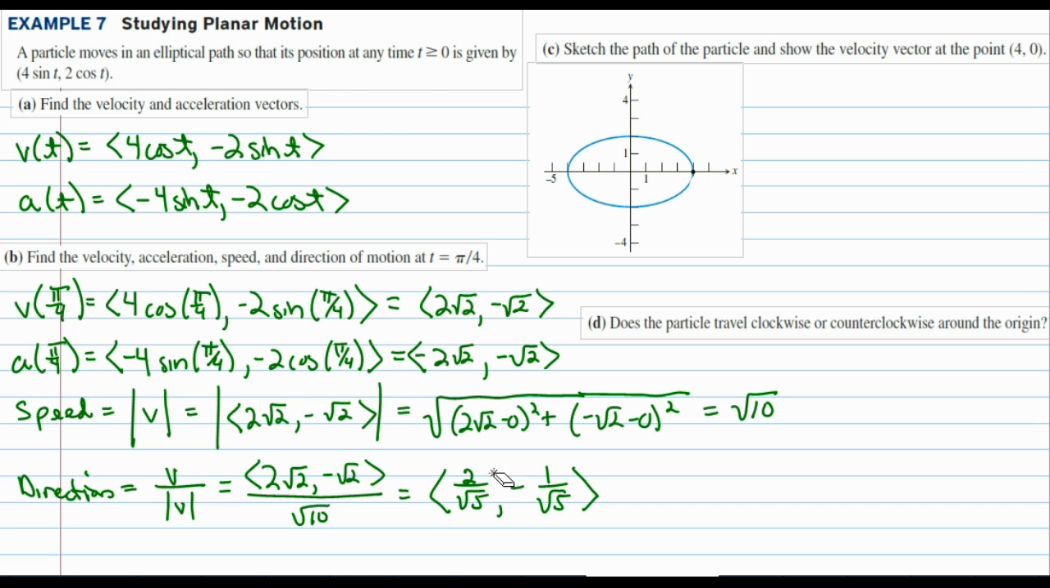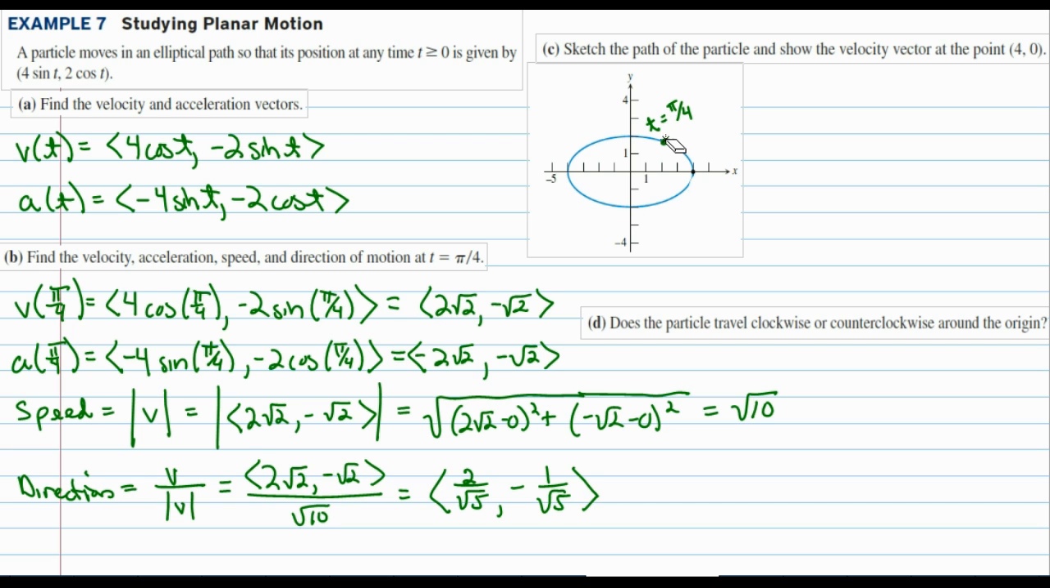Now, what does that mean pictorially? Well, here's your elliptical path that the particle is traveling on. We're not sure yet which way it's traveling, but just go with me here. So 2 over square root 5 comma negative 1 over square root 5, like I said, is going to be this tangent vector at time t equals pi over 4. So at t equals pi over 4, if I go back to where the particle is, the position, let's see, 4 times square root 2 over 2, and then 2 square root 2 over 2. Let's just call it right there.